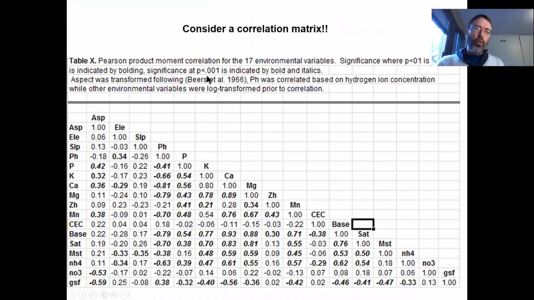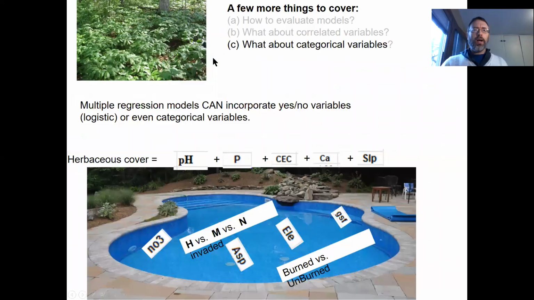I say consider a correlation matrix. We talked about correlation before, but one thing I'm going to suggest you do right off the top when you get started with a multiple regression model is think about creating a correlation matrix or other method of looking at correlation, so you can start off your approach by seeing which variables are correlated with one another. That can be a really helpful part of the process.